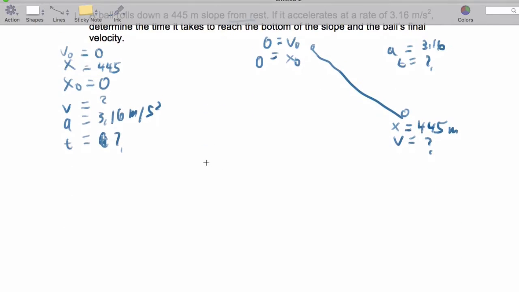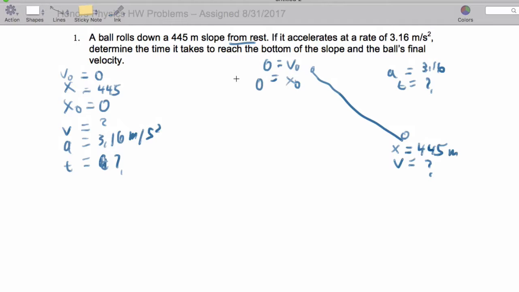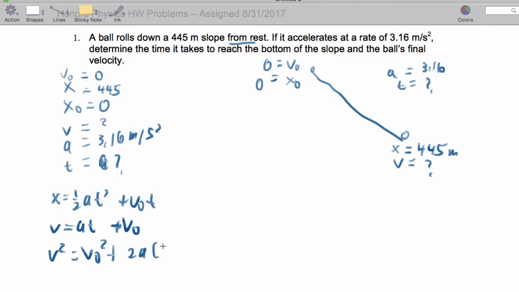Now what I'm going to do is, they want to know the time it takes to reach the bottom of the slope and the ball's final velocity. I actually put in every single formula that I have just to see where it takes me. So these are the formulas that we're given. So let's actually start here.